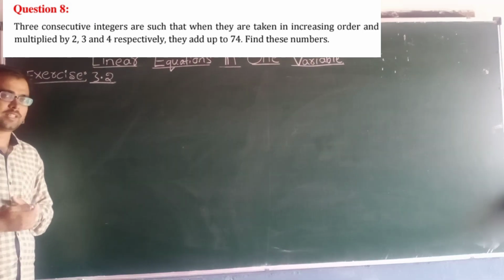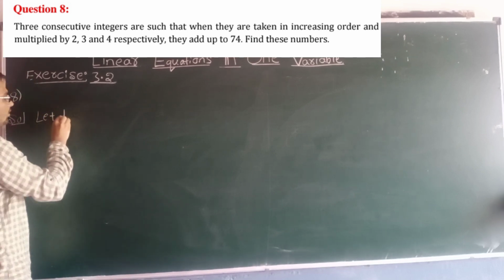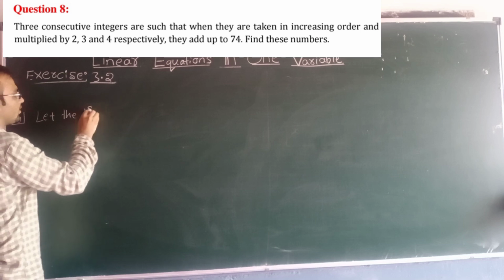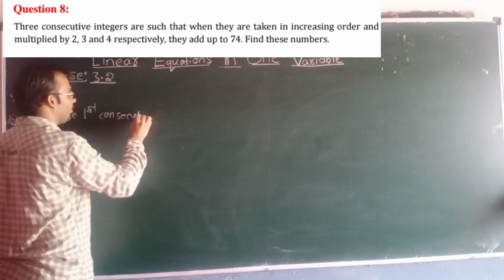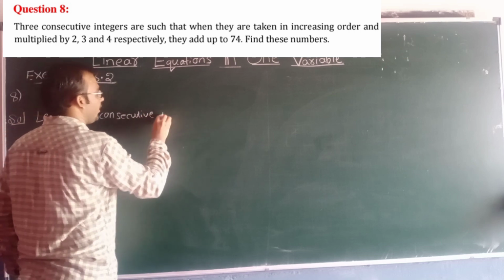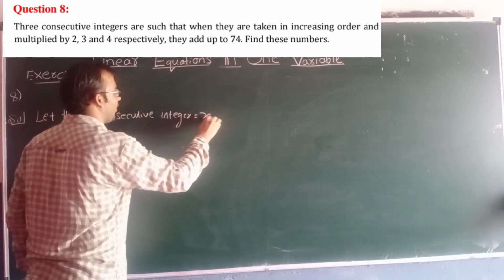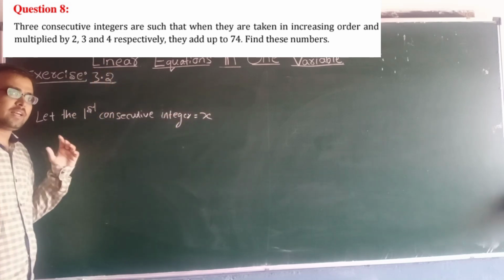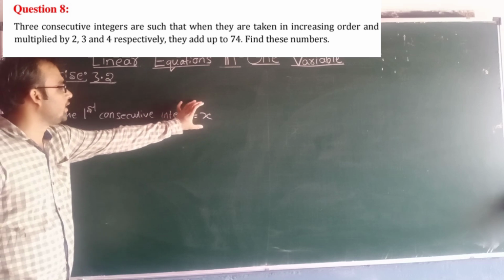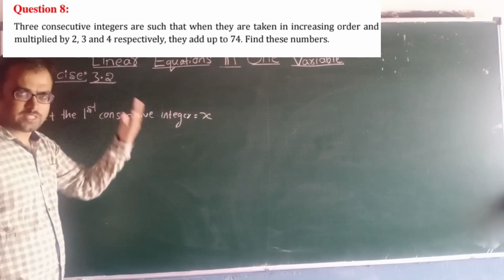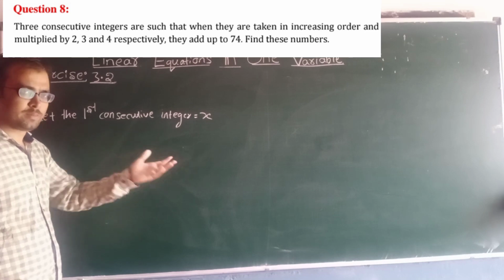Students, let us take the first consecutive integer as x. Let the first consecutive integer equal x. Now we need to take the integers in increasing order. If we have considered the first integer as x, the next integer will be x plus 1, and further the next integer will be x plus 2.